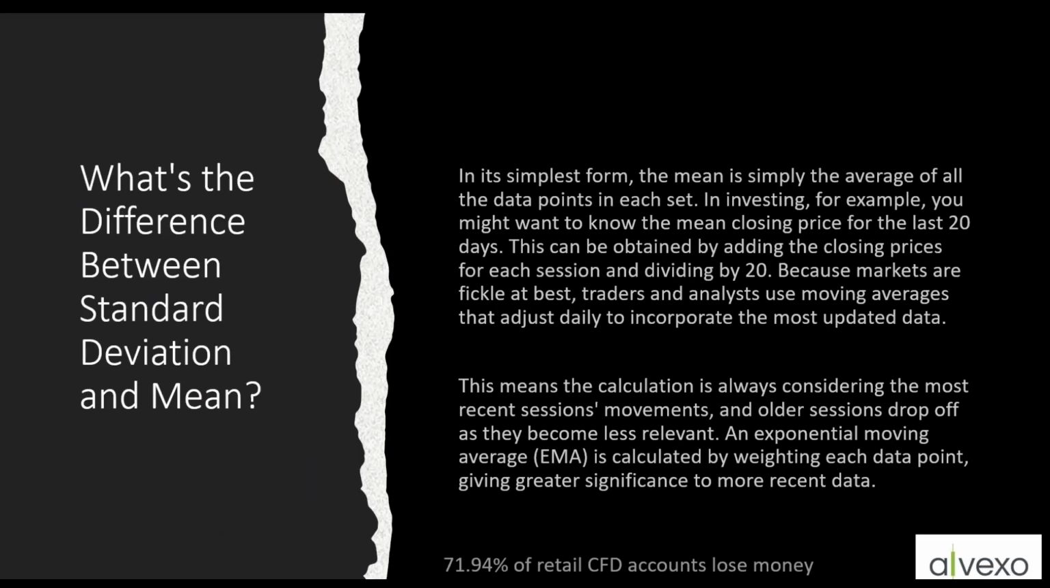In its simplest form, the mean is simply the average of all data points in each set. In investing, for example, you might want to know the mean closing price. Let's throw the word mean out: it's the average closing price for the last 20 days or the last 20 periods. This can be obtained by adding the closing price for each session and dividing by 20, which is your moving average. Because markets are fickle at best, traders and analysts use moving averages to incorporate the most updated data. This mean, as calculated, always considers the most recent session's movements, and older sessions fall off.